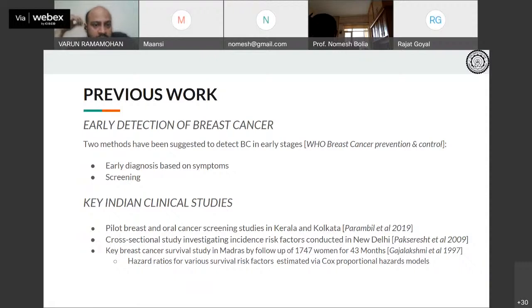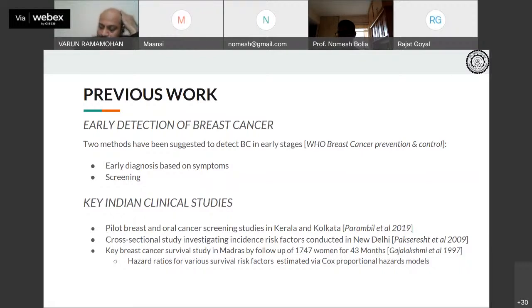So, of course, there are two possibilities, right? If you want to detect breast cancer in early stages, first is to educate people about the symptoms, about self-screening and so on, which becomes early diagnosis based on symptoms, and the other is to actually conduct screening programs. So the question then becomes, okay, what is the optimal interval to screen people for breast cancer, and of course, especially women? The answer to that question is not so straightforward, right?